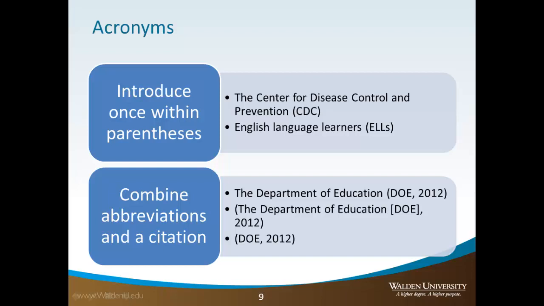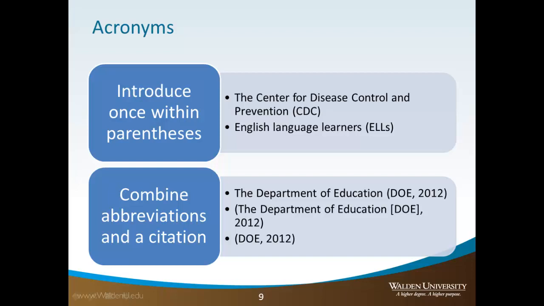If you need to introduce an abbreviation at the same time that you need to make a citation, according to this example, if you're mentioning the name of the authoring organization directly in the text, and you need to introduce the abbreviation right next to it, you can just put everything in the same parentheses. So for the Department of Education, if I want to introduce the abbreviation alongside the citation, I would just say parentheses DOE, comma, 2012.